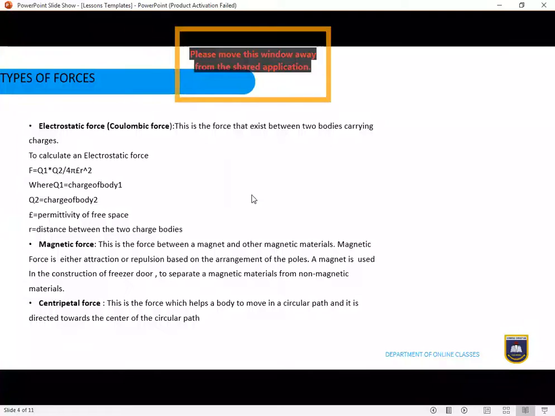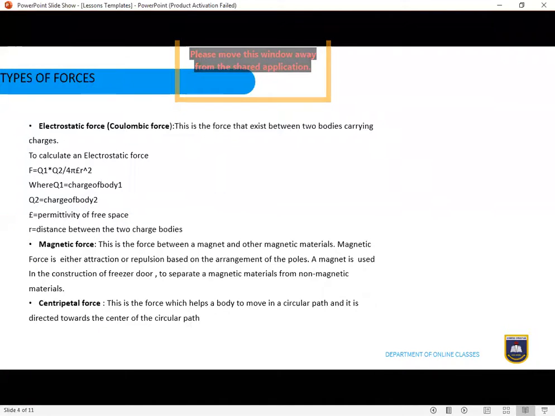Now we are moving to the types of forces. The first one you have on your screen is the electrostatic force. Electrostatic force is a force that exists between two charged bodies that are placed near each other.